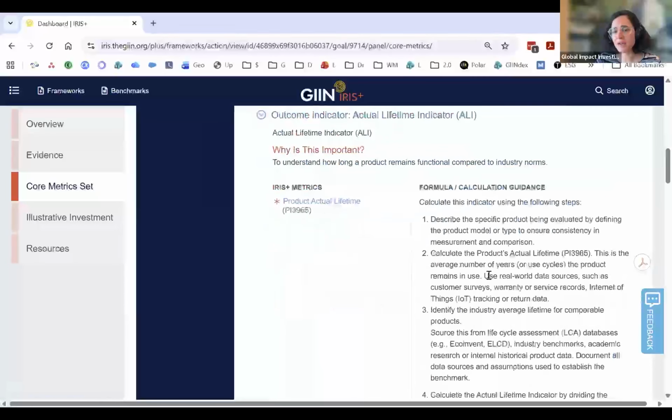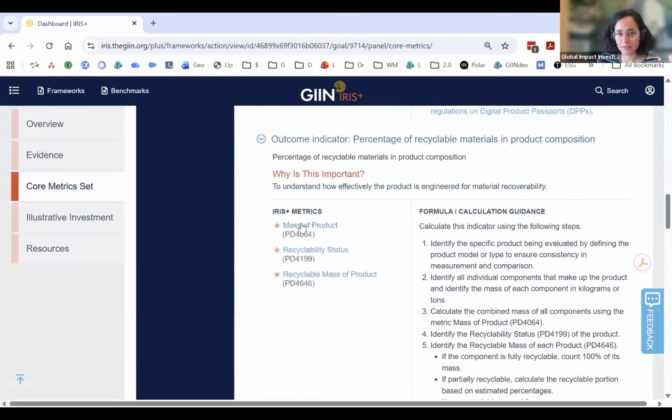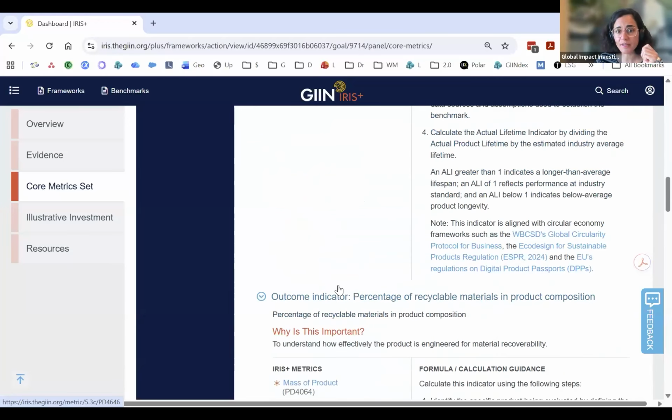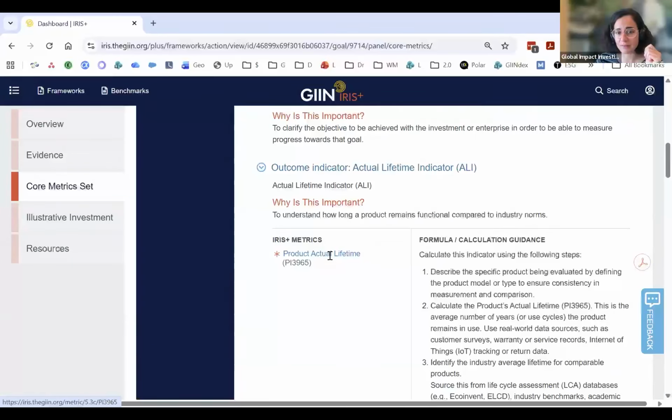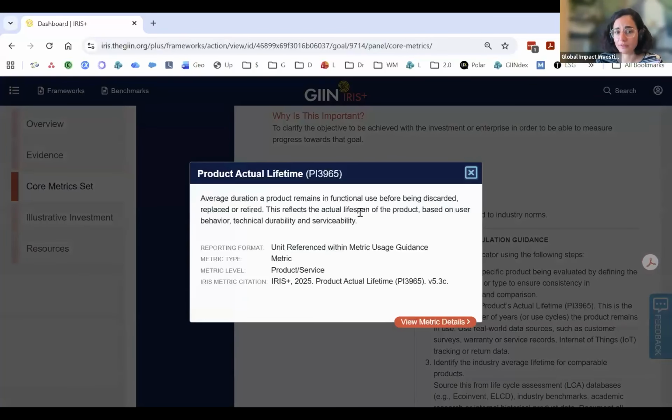And then the other area is the right-hand side, which is the formula and calculation guidance. In both cases, this will tell you how to think around using data to really come towards a value that will be meaningful and will reflect, in this case, the product actual lifetime. So you may ask, what is the product actual lifetime? Or what is any of these? What is the mass of product? What is recyclability status and recyclable mass of product? And how you can answer this question is by clicking on the link.